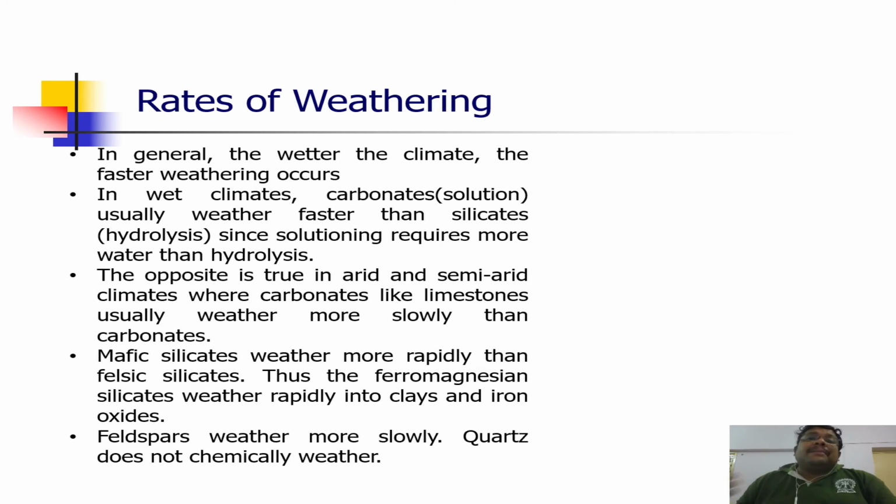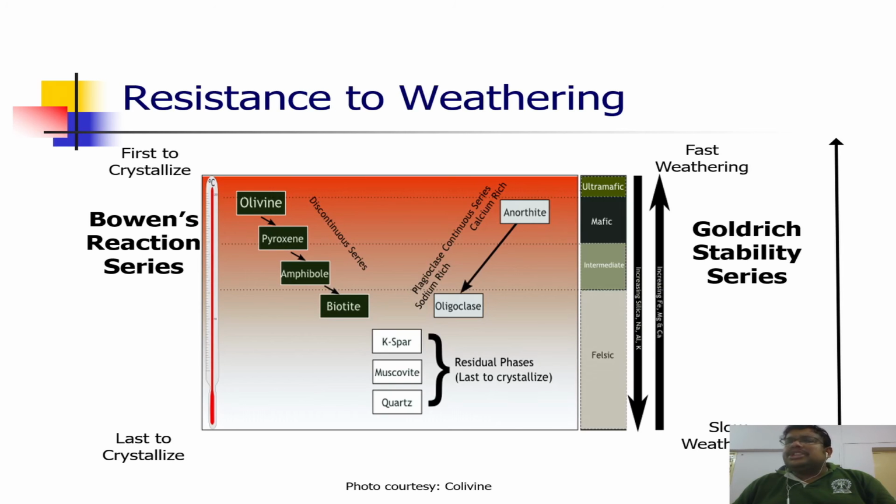So remember that the mafic silicates weather more rapidly than felsic silicates. Thus the ferromagnesian silicates weather rapidly into clays and iron oxides. Now feldspar weathers more slowly, whereas quartz does not chemically weather. Quartz only shows some physical weathering, and this will give you more idea about which minerals are least resistant to weathering, and which minerals are most resistant to weathering.